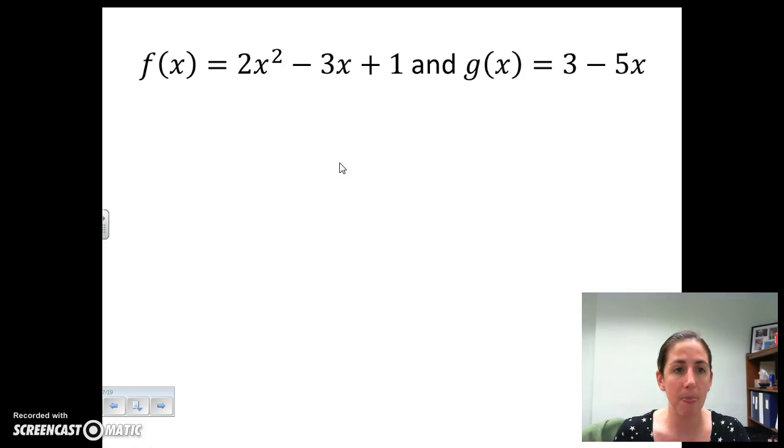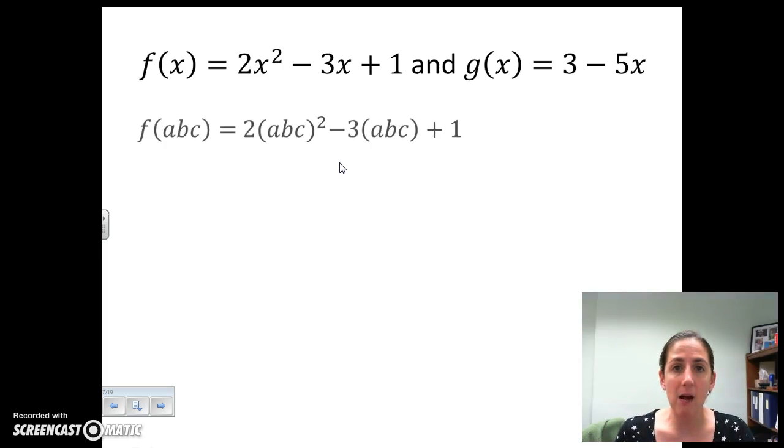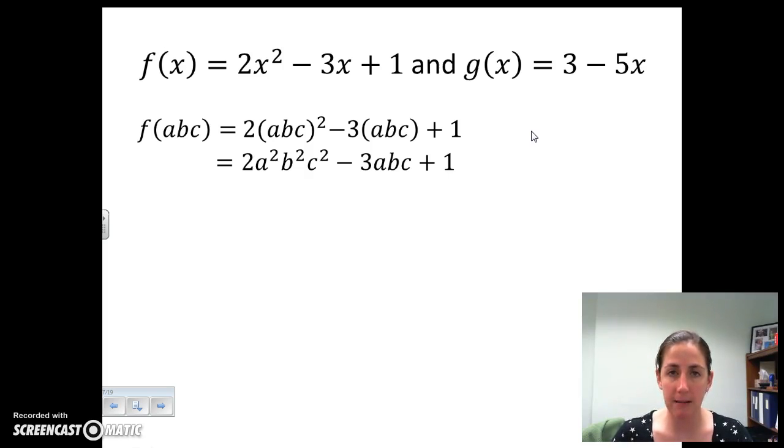So let's take a look. Same two functions, but now I want to do f evaluated at a, b, c. It doesn't matter, the process is the same. Whatever the input is what you replace all the x's with. I'm inputting the entire ABC, so I'm going to replace each of these x's with ABC. 2 times ABC squared minus 3 times ABC plus 1. Notice I don't have addition or subtraction in the parentheses here. I can distribute that exponent to get 2a squared b squared c squared minus 3abc plus 1. No other like terms, we're done.